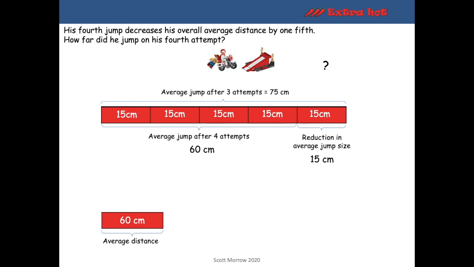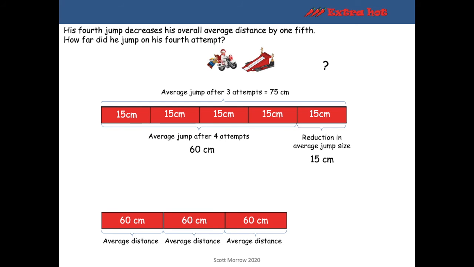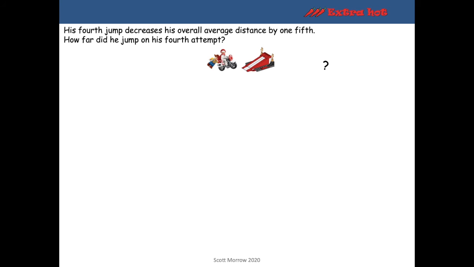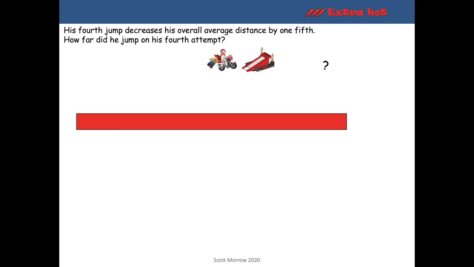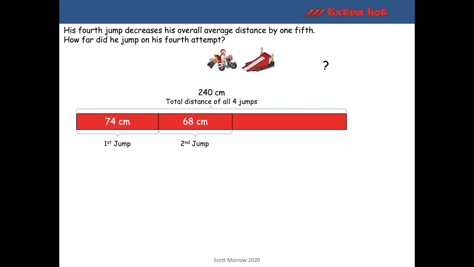We now know that for those 4 jumps, his average distance was 60 centimetres, so we can put in 4 lots of 60 centimetres, which means the total distance jumped after 4 jumps is 240 centimetres. Let's use the actual jumps for that. So there's the whole amount, which we now know is 240 centimetres. That's the total distance of all 4 jumps. And that was made up of the first jump, 74 centimetres, the second jump, 68 centimetres, the third jump, 83 centimetres, and the fourth jump, which we don't know.